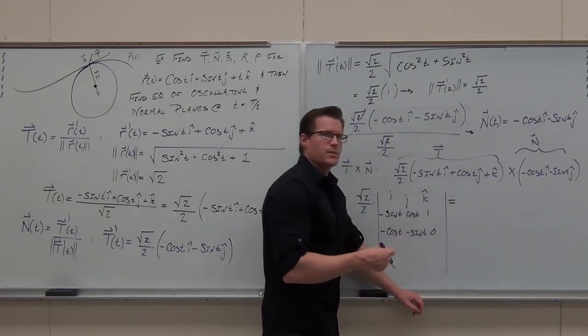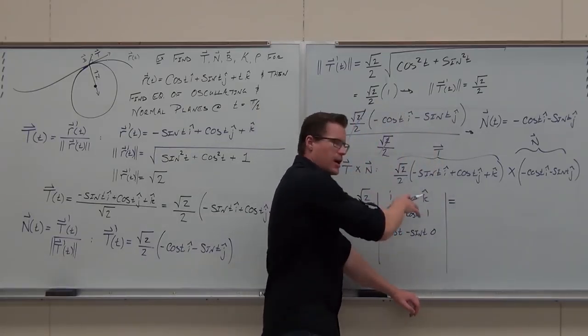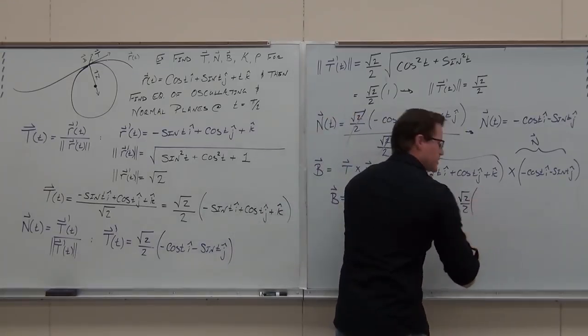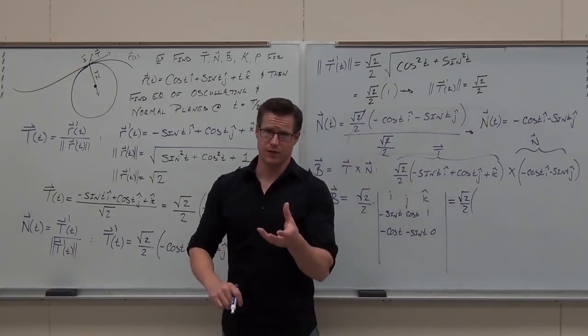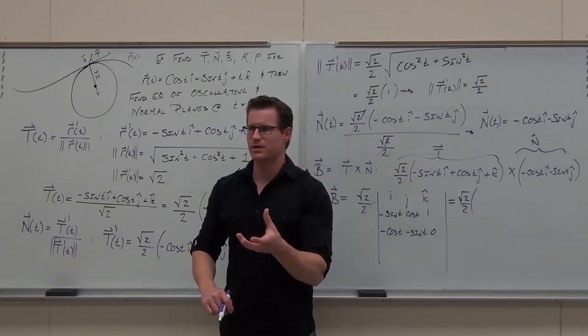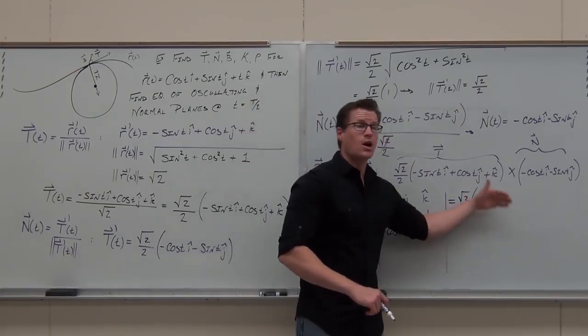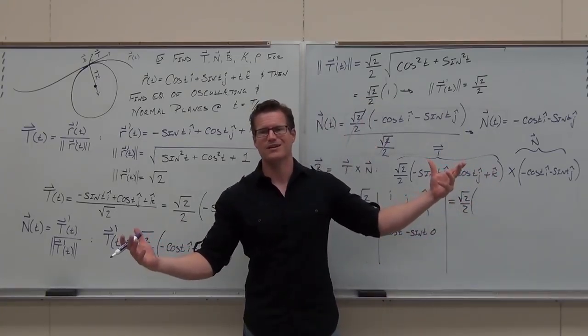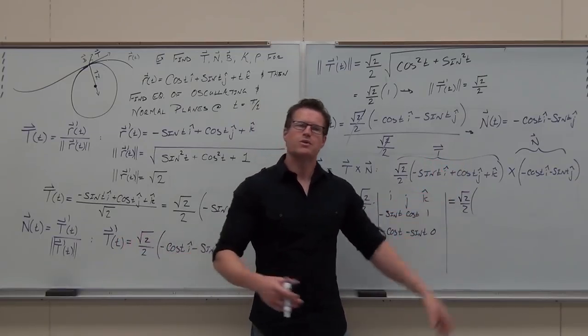In fact, the first thing I'm doing right now, before I do anything else, I'm writing root 2 over 2 times a bunch of junk just so that I don't forget about it. That's pretty good advice, right? Because otherwise we're going to get too wrapped up in this. We're going to forget it later on, and then be like, oh man, where'd that root 2 over 2 go? Oh, you forgot it.